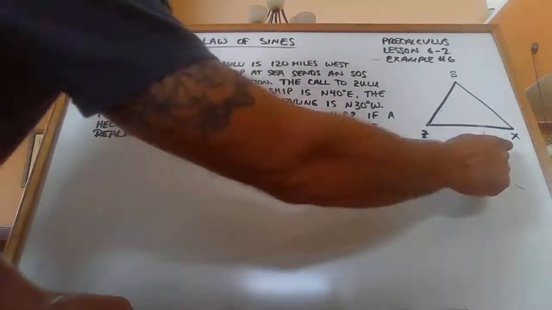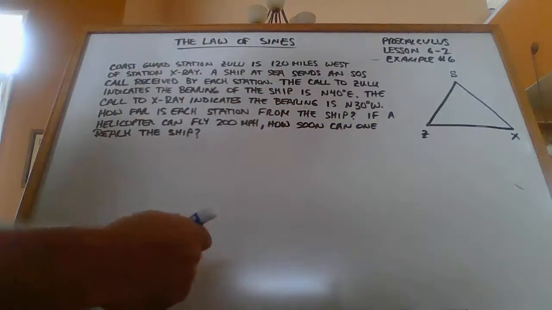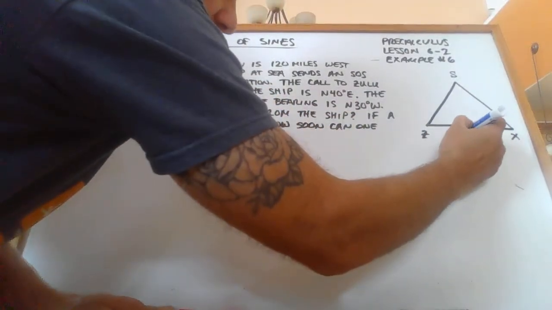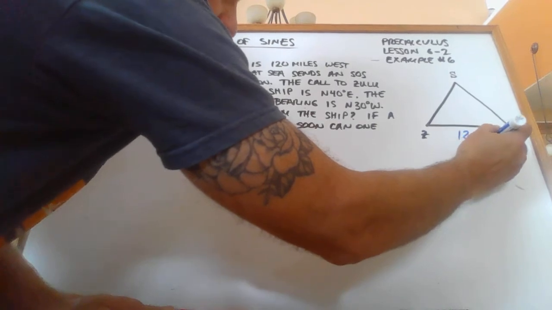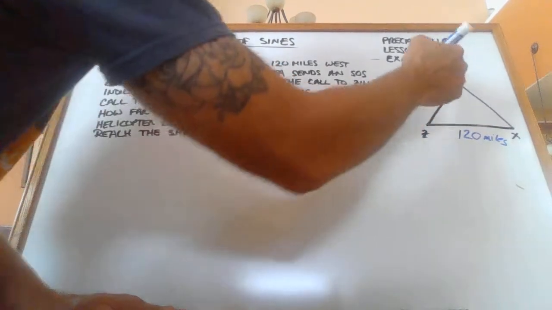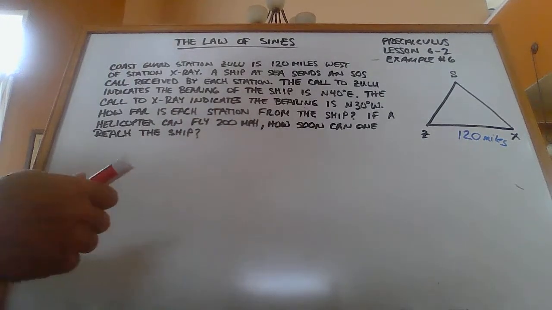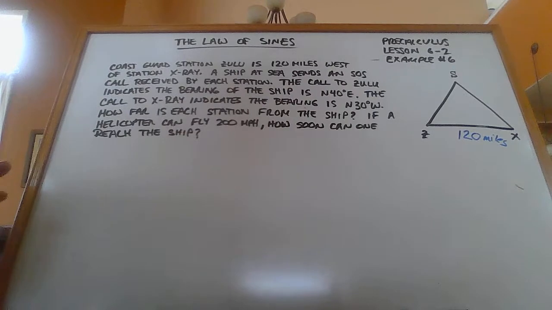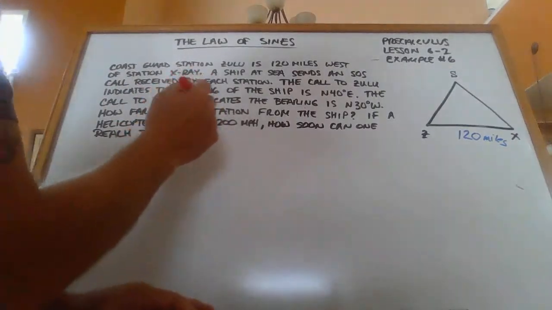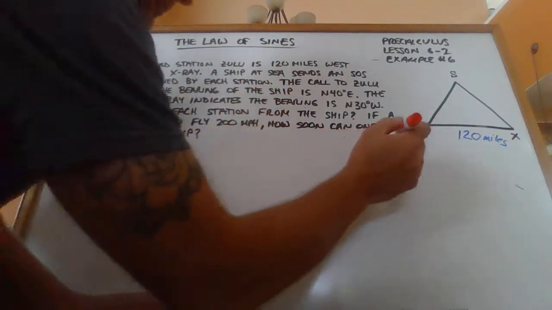So we've got our Coast Guard stations X-ray and Zulu, and we know that this is 120 miles right here. And then we've got a ship at sea out here. Now the bearings, a lot of people don't understand or know what bearings are. Bearing is just a direction. So it says the bearing of the ship from Zulu is north 40 degrees east.